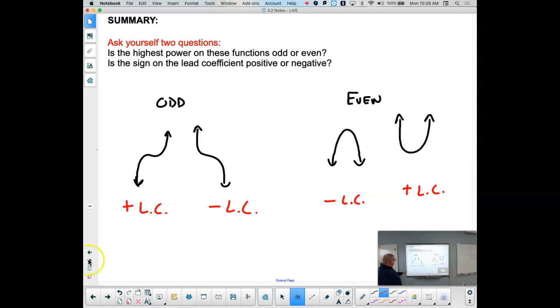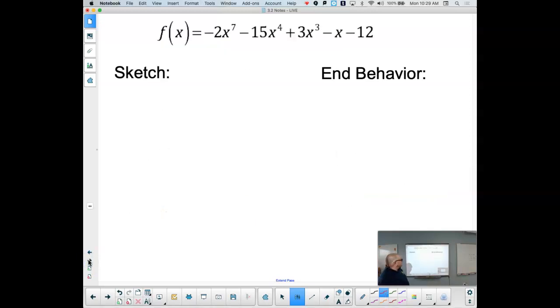So what I would like you to do now in this particular one is, 1, give me a sketch of this function. It doesn't have to be pretty. It doesn't have to be exact. I don't care. I just want you to give me a sketch of this function. And then 2, I want you to write me out the end behavior of this function. Okay? Go for it.